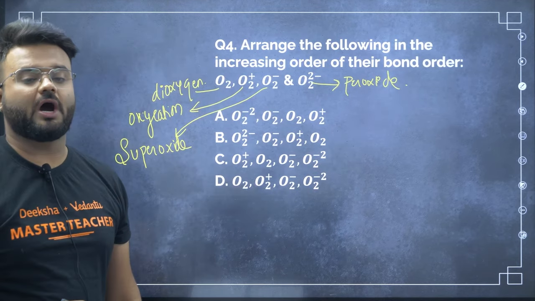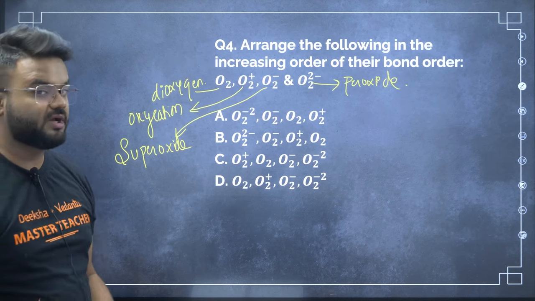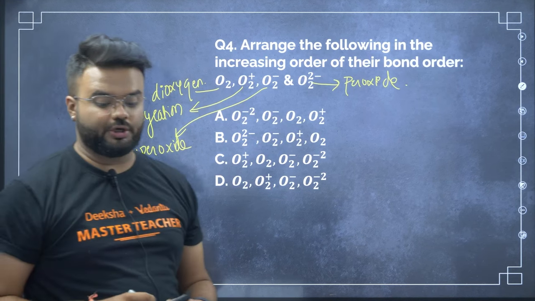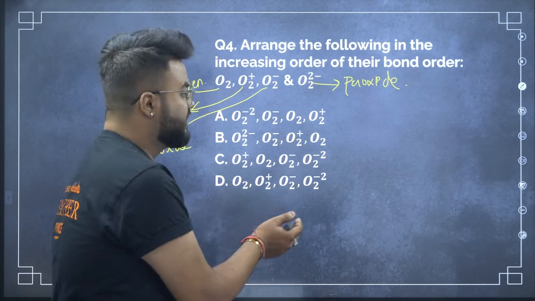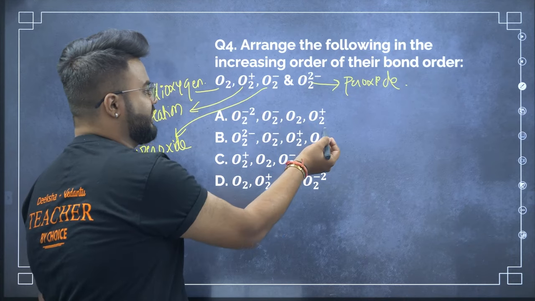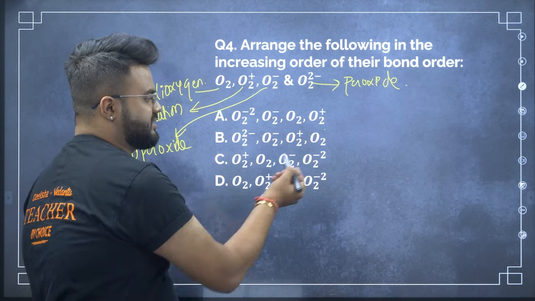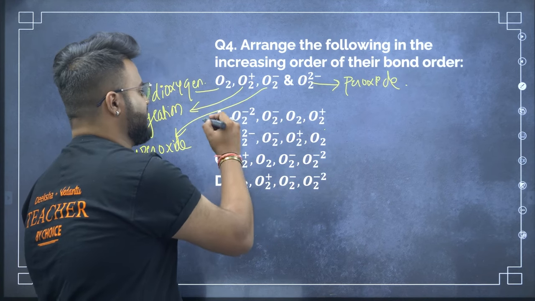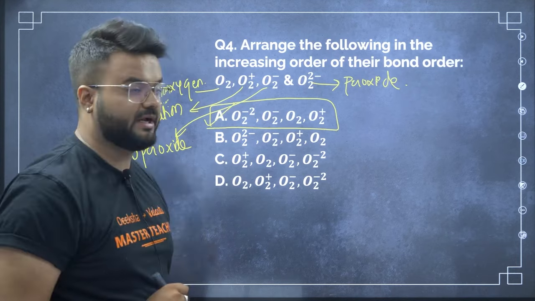Now we have to keep this in the increasing order of their bond order. Now we know that bond order will be more in the cation, so the cation will be last. So where is the cation last? That is nothing but option A, which is the correct answer, because all the others are peroxide and superoxide oxygen, which are anions. Therefore, even without working it out, you can directly say option A will be the right answer.